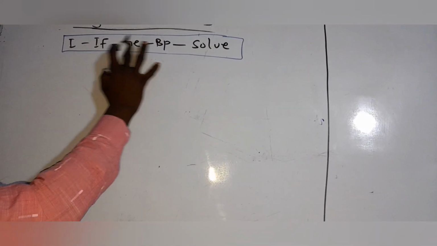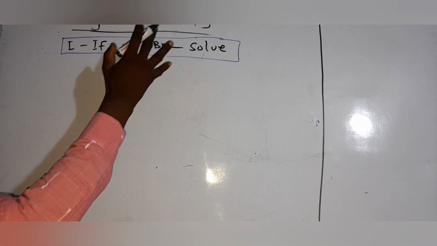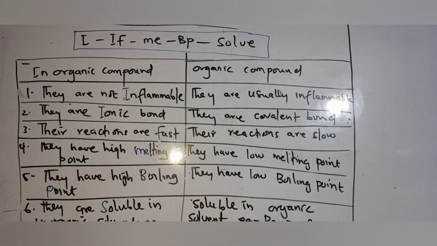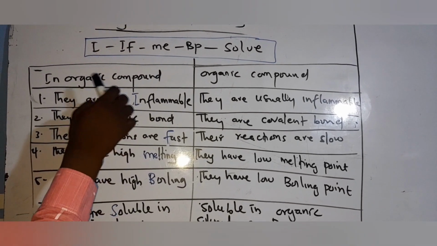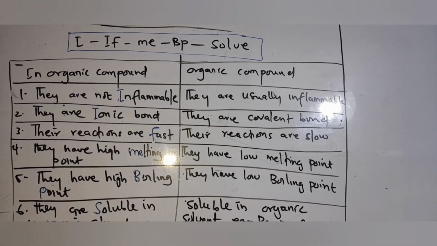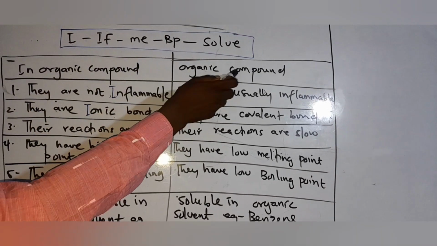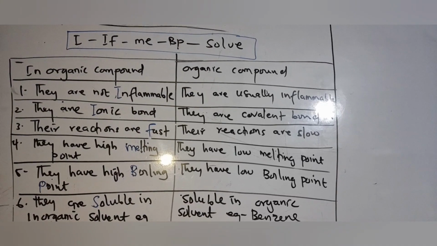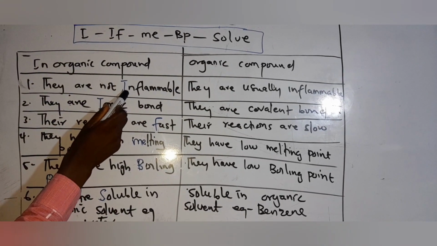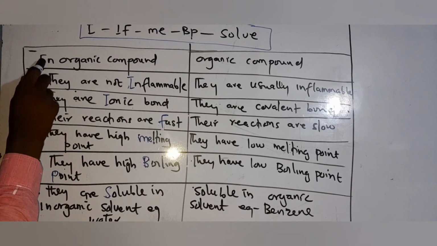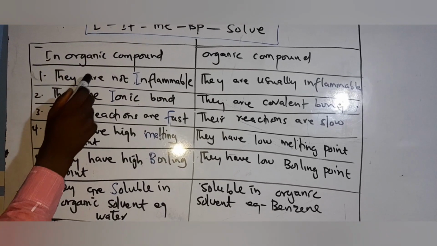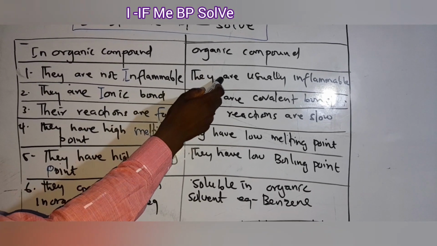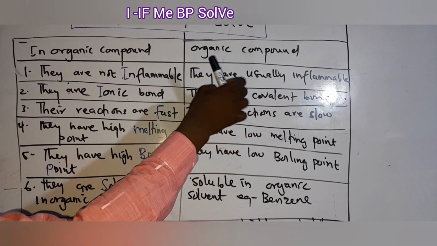So how do you use the mnemonic to differentiate between organic compounds and inorganic compounds? As I said, this mnemonic helps you differentiate between inorganic and organic compounds. Remember, I, if me BP, solve it. Look at the first I here. We say inorganic compounds because they start with I. So they are not inflammable, which means they don't burn easily. But organic compounds are usually inflammable, which means they burn easily, like petrol.